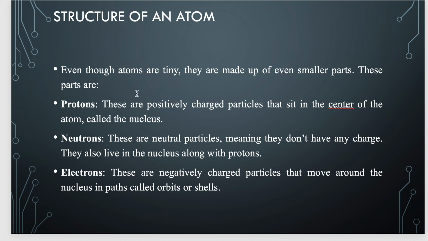Structure of an atom. Even though atoms are tiny, they are made up of even smaller parts. These parts are protons. These are the positively charged particles that sit in the center of the atoms called the nucleus. Neutrons. These are the neutral particles, meaning they don't have any charge. They also live in the nucleus along with the protons. Electrons are negatively charged particles that move around the nucleus in paths called orbits or shells.